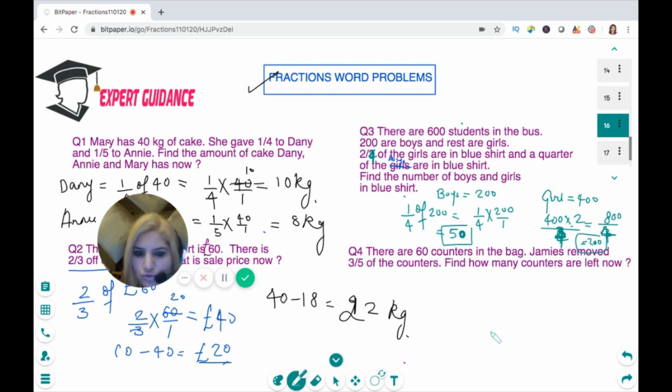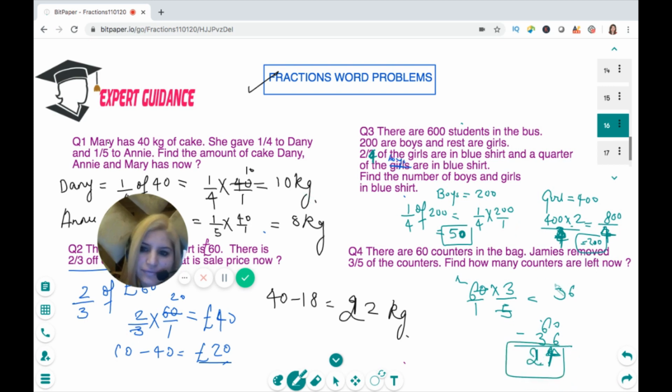Let's move on to the last question. There are 60 counters in the bag. Jamie removed 3/5 of the counters. So how many are removed? 3/5 of 60. So 60 divided by 3/5, that is 36. So 36 counters are removed. So how many are left now? 60 over 3/6, which is 24. So 24 counters are left now.